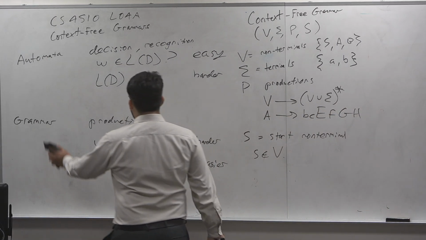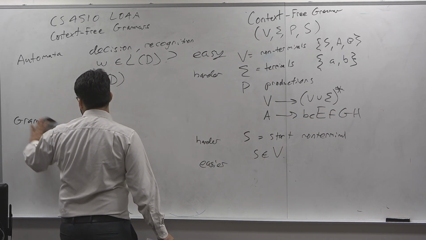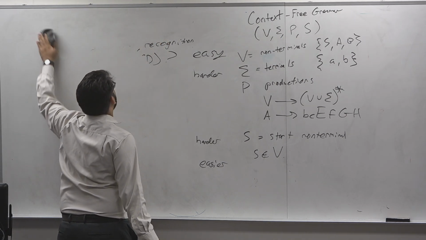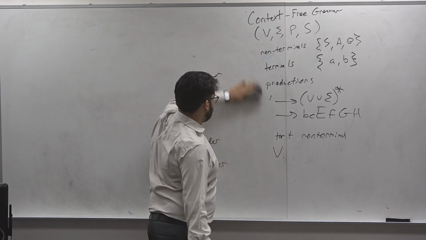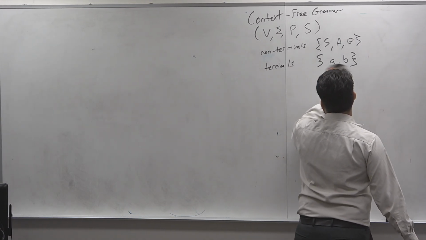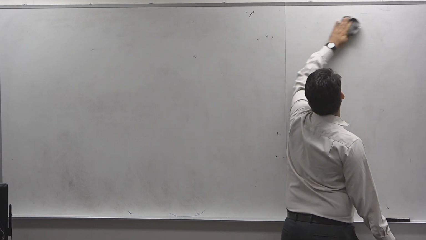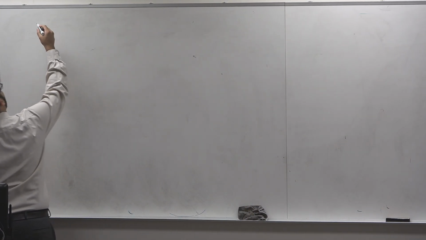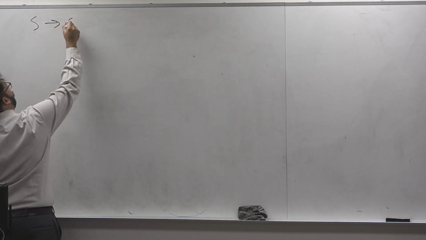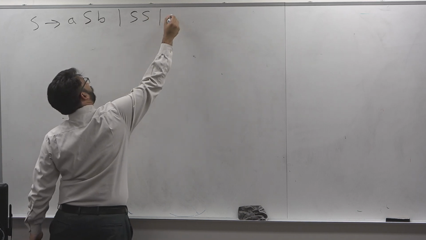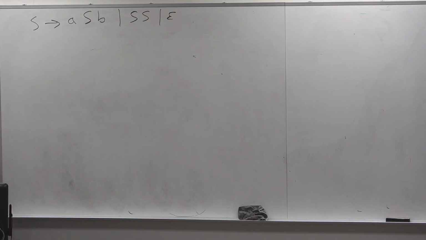All right, I'm going to give you a context-free grammar, and I want you to tell me what it produces. This one is a tough one. S goes to A S B, or SS, or empty string. Let's take a second. What language is produced by this grammar?